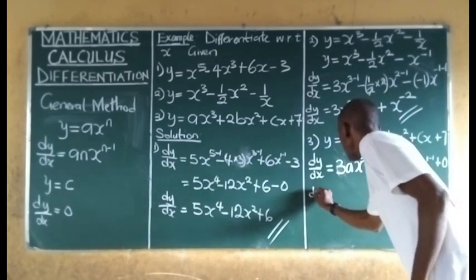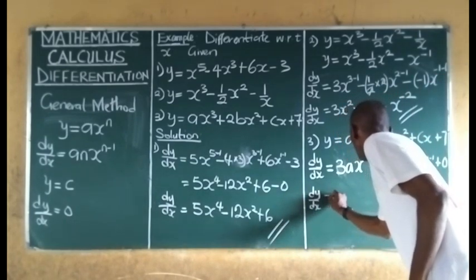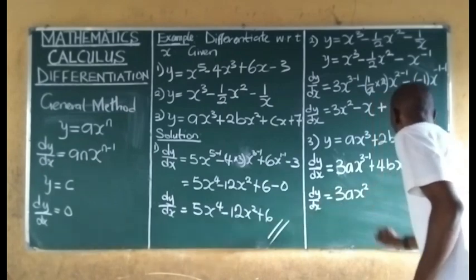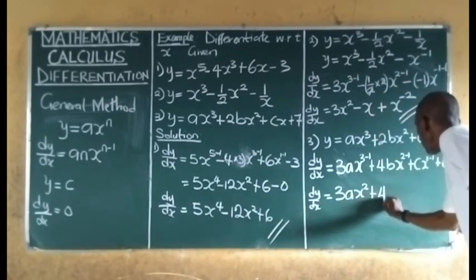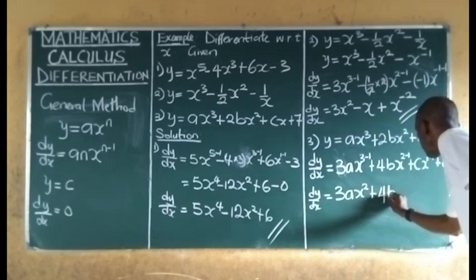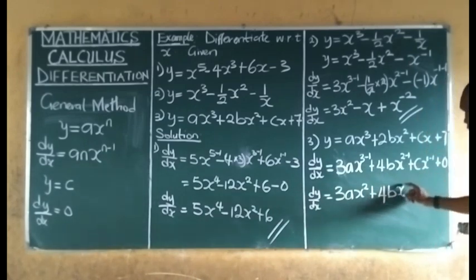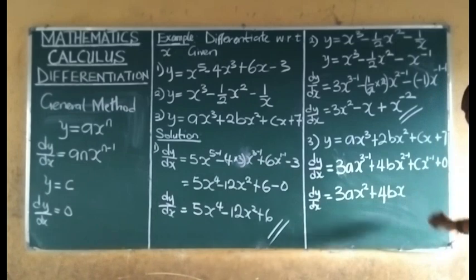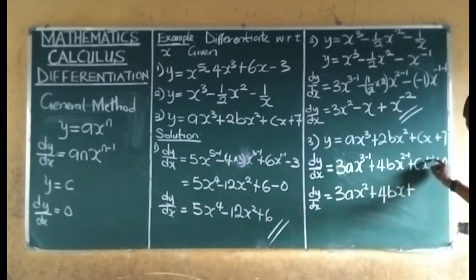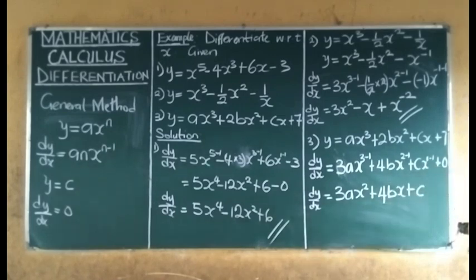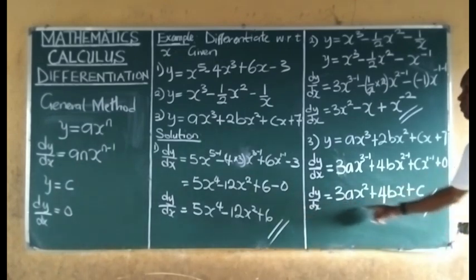So dy over dx will be equal to 3a x raised to the power of 2 plus 4b x raised to the power of 1, but we won't write this one because it's the same thing, plus 1 minus 1 is 0, so x raised to the power of 0 is 1. 1 multiplied by c is c, plus 0. So our answer will be dy over dx is equal to this.